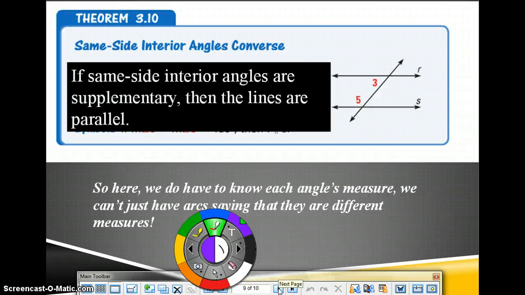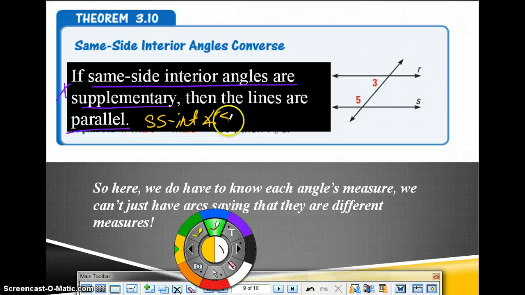All right, here, same side interior angles converse. So before we said if you had parallel lines, then same side interior angles are supplementary. So here we just reverse that. So if same side interior angles are supplementary, then the lines are parallel. Oh, I forgot to put up our shorthand, didn't I? So your shorthand for that would be SS interior angles supplementary, therefore parallel lines.